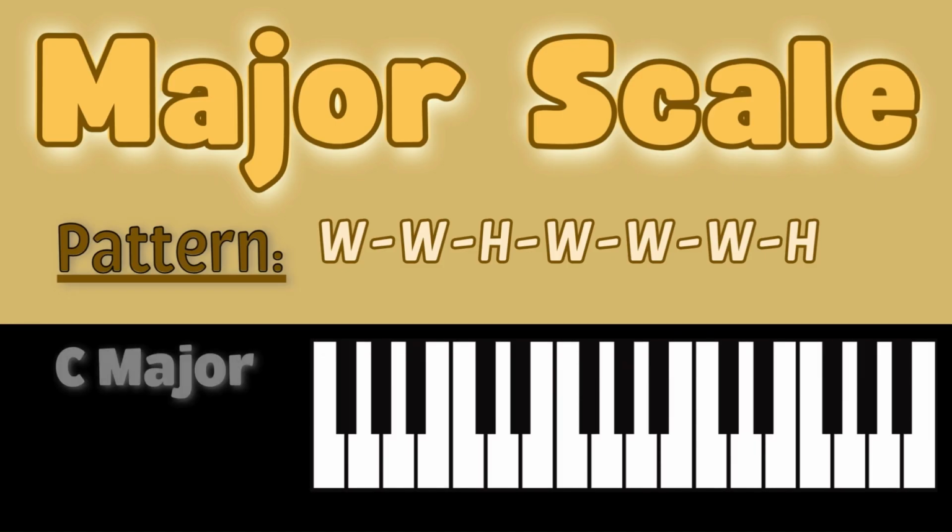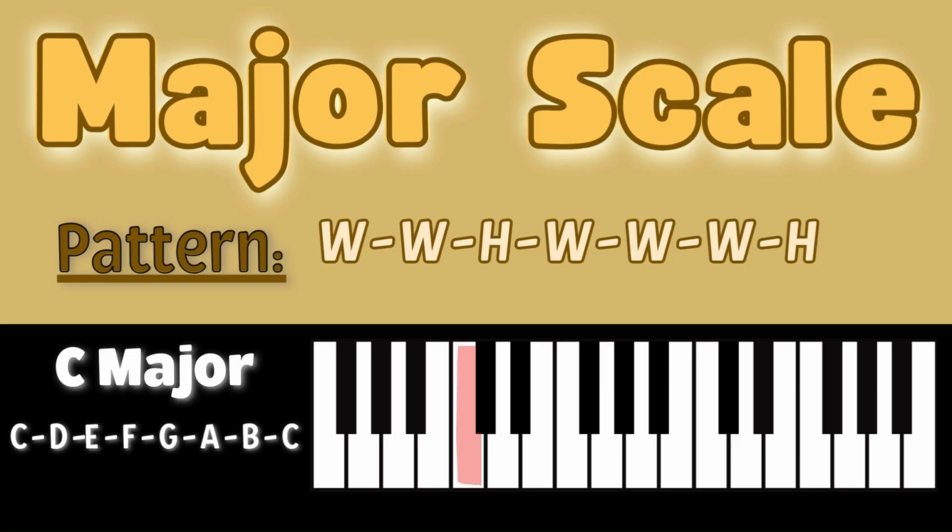I'm going to show you what this looks and sounds like using the C major scale on the piano. The notes in a C major scale are C, D, E, F, G, A, B, C. On the piano, it looks and sounds like this. Now you can see the major scale pattern laid out.